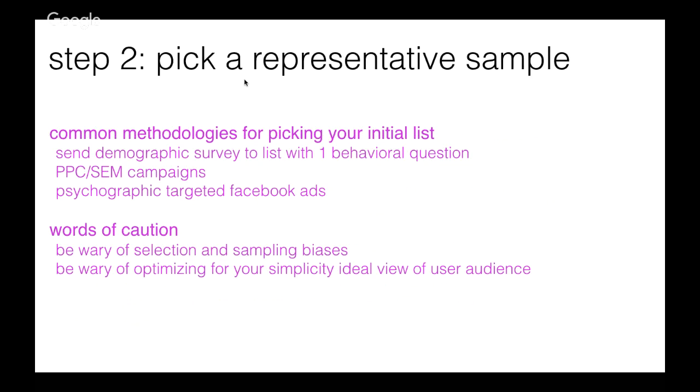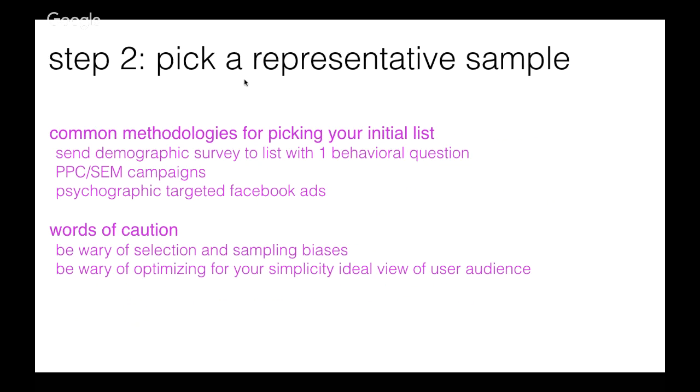Now, a couple other words of caution here. You need to be very wary of selection and sampling biases. So what we talked about before, the way that we choose the list, let's say we're sending out that demographic survey to your email list to find folks for a study. We try and be very careful of selection and sampling bias.